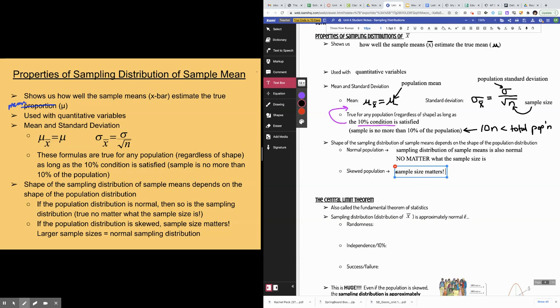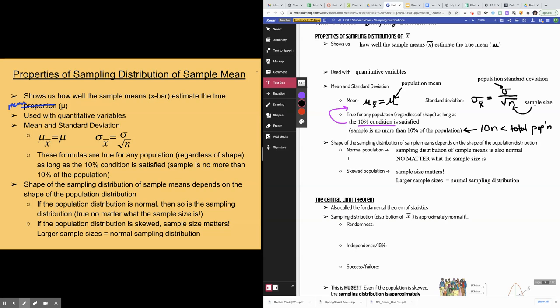For a skewed population, if the population is skewed, then the sample size matters. The key thing from this is that larger sample sizes mean a more normal shape, which again is a little different from proportions. Obviously, this rule, that larger sample sizes mean a more normal sampling distribution, also held when we were talking about proportions. But you'll see when we do more problems with means that this idea for shape of a sampling distribution works out a little bit differently, but it's the same general idea.